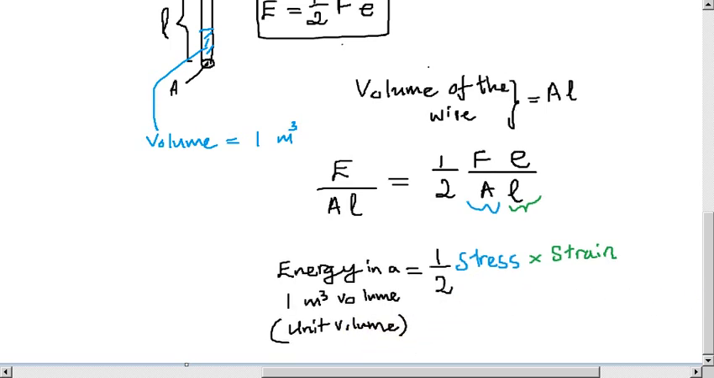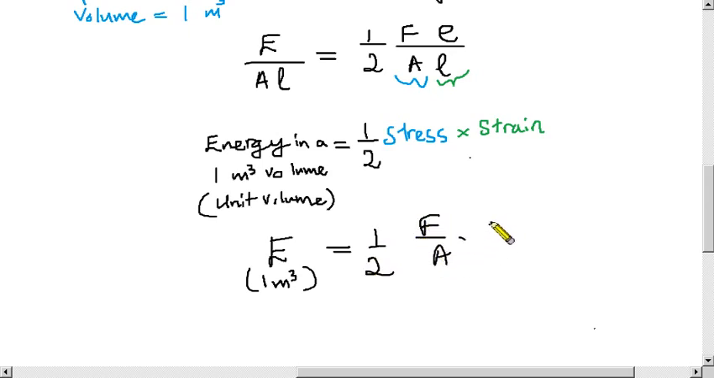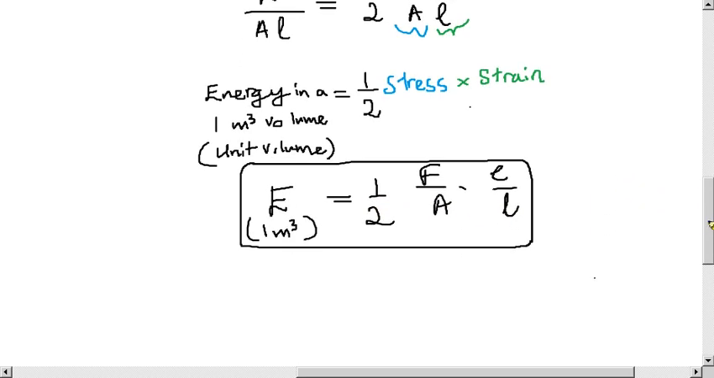So this is the equation. Or we can write energy for 1 cubic meter equals half F divided by A times E divided by L. So using this equation, you can find the energy stored in a unit volume of the wire. So that part is done now.